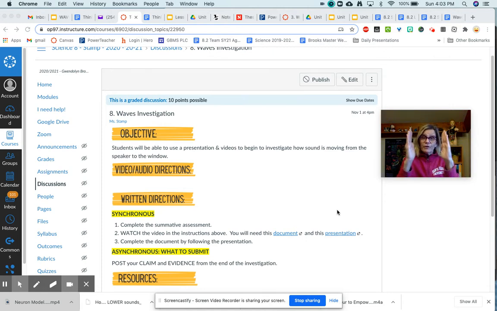But now we want to figure out what happens in that second part of the model when the sound moves from the sound source to the window. So it comes from the speaker to the window, and then it makes the window vibrate. How does that happen? So we're going to investigate that second part right now.